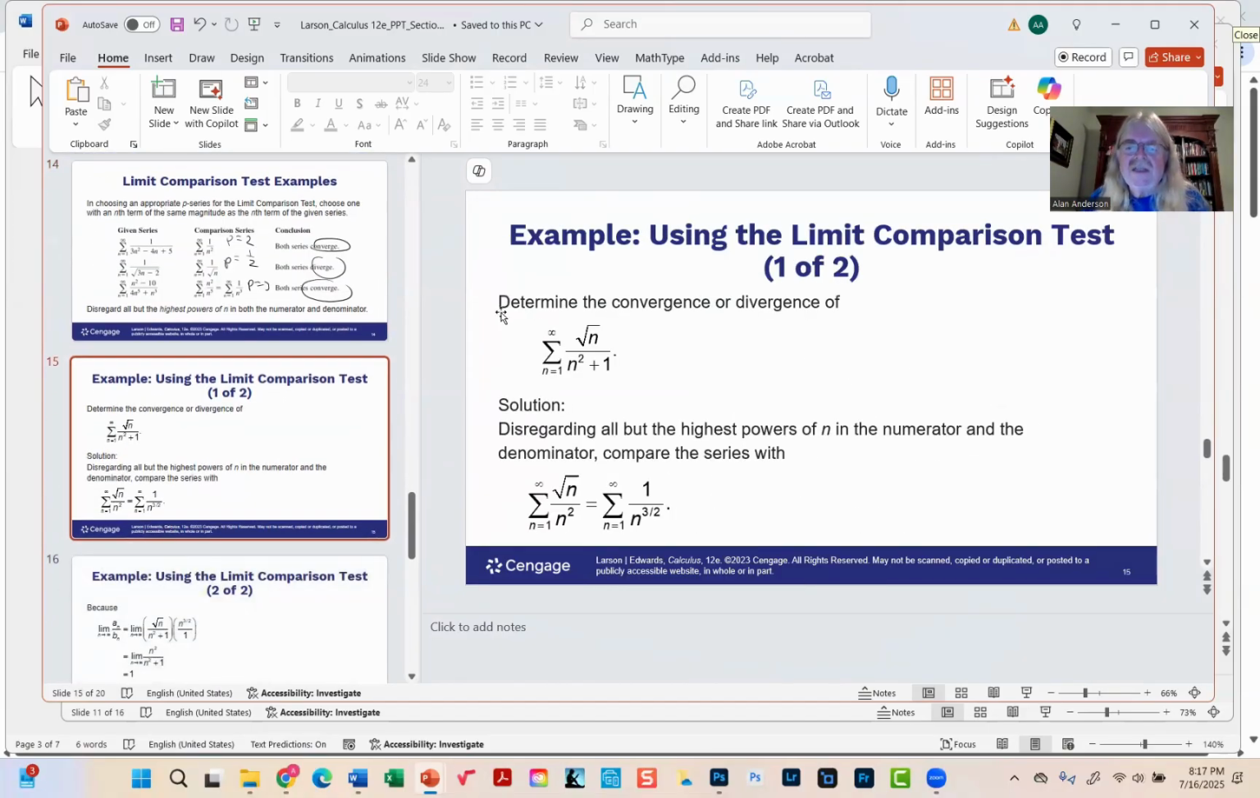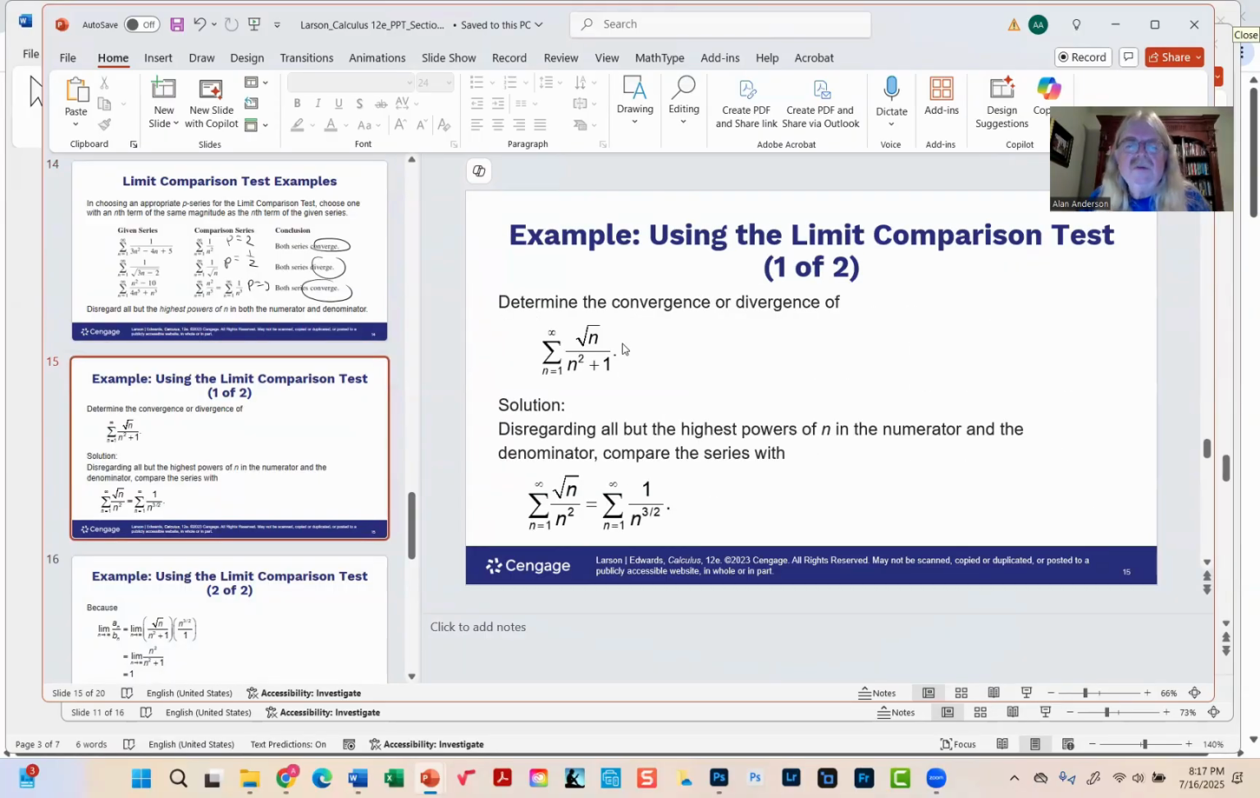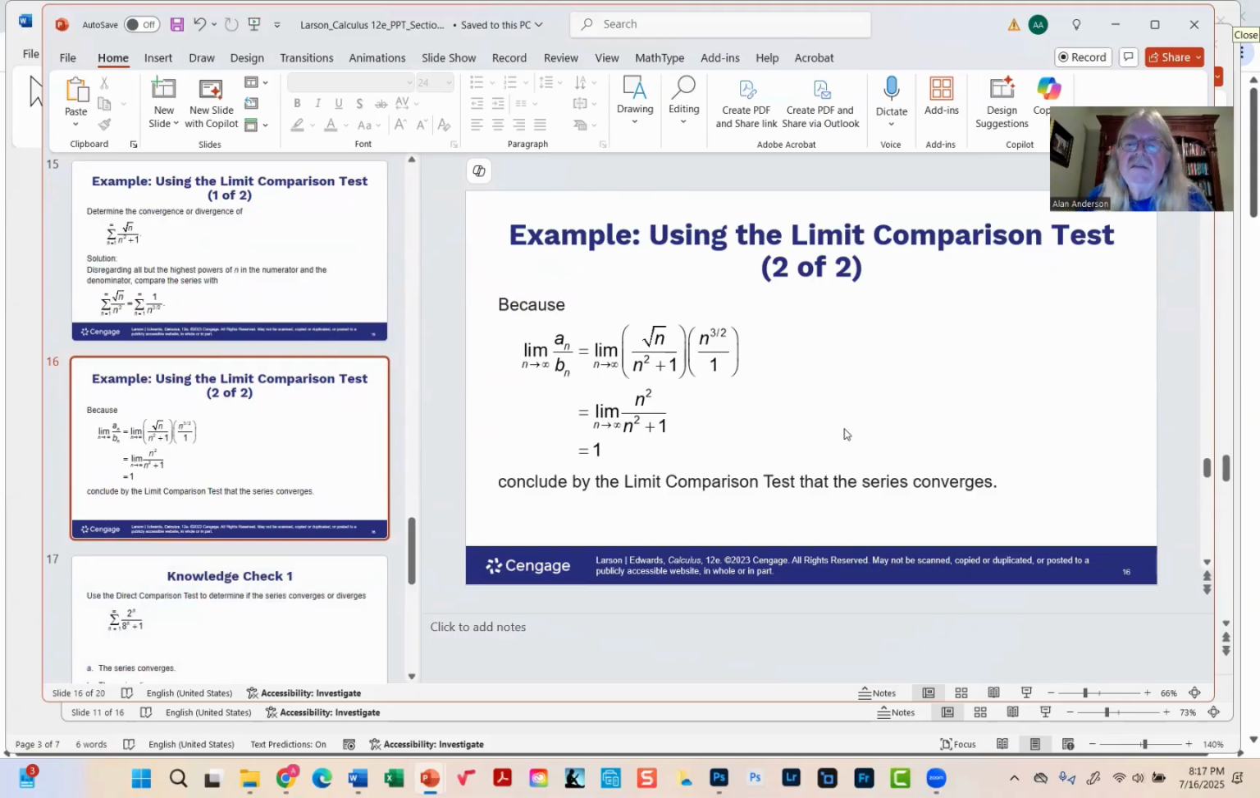All right, so here's an example. I guess they didn't do that one already. All right, here we go. So that we've divided and they've reduced it. Now, they basically got rid of the plus one. It won't affect the limit. So if you do that, you'll end up with 1 over n to the 3 halves. That means it's a p series. P is greater than 1. That means it will converge.